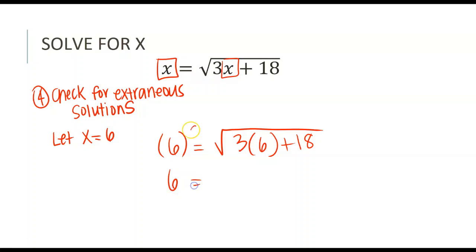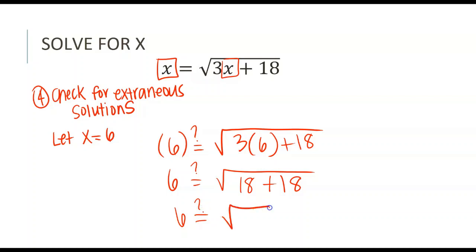So I'm trying to figure out if 6 is equal to the square root of 3 times 6, which is 18, plus 18. 18 plus 18 is 36. Is 6 equal to the square root of 36? Totally. The positive square root of 36 is just positive 6. So our final answer here is 6 is equal to 6, and this is in fact a solution.